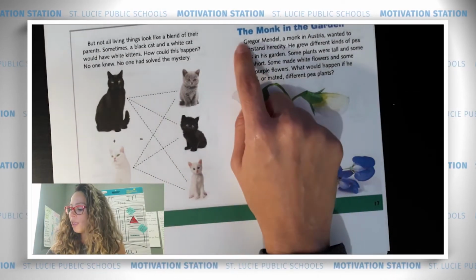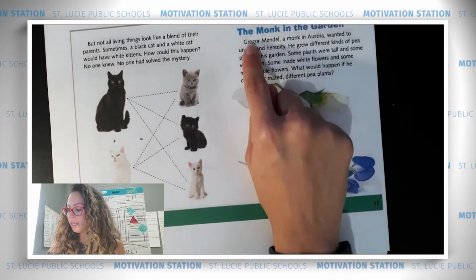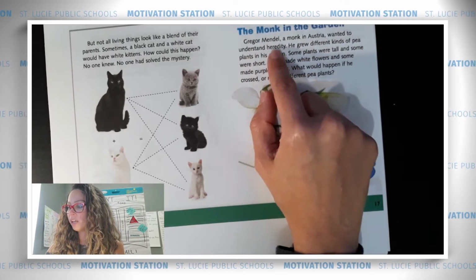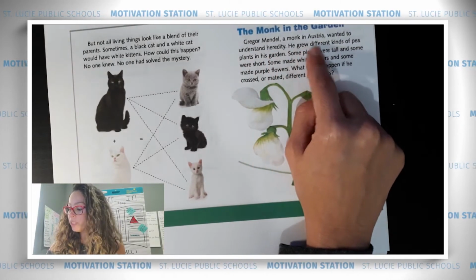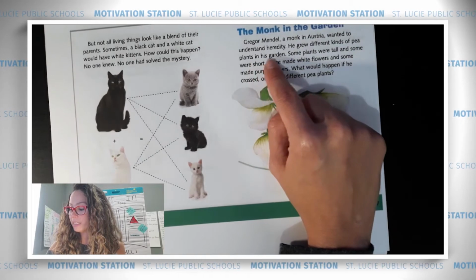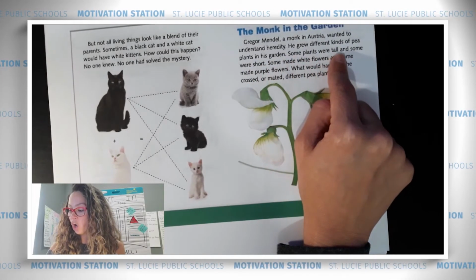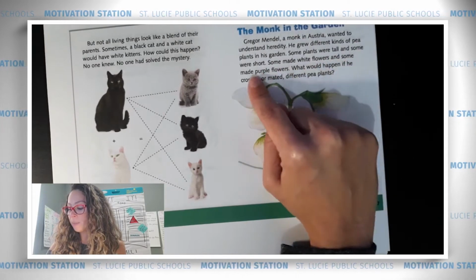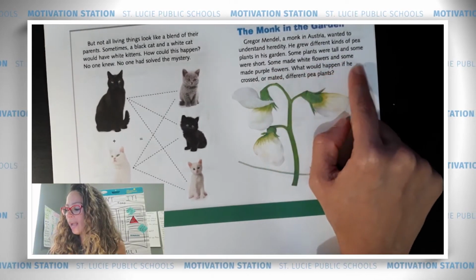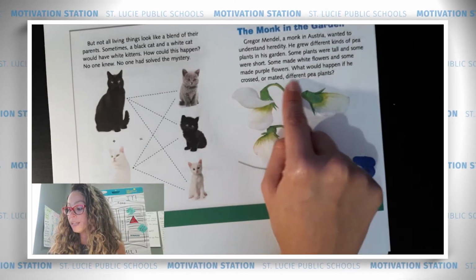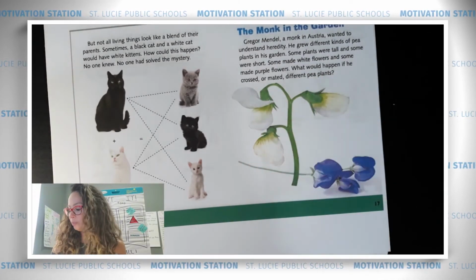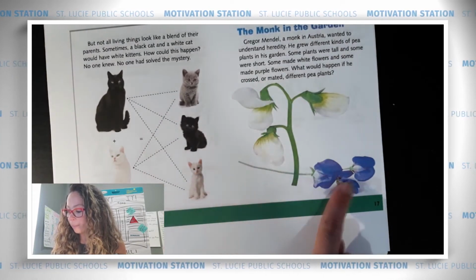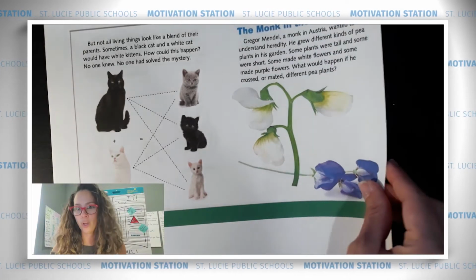Let's continue. The monk in the garden. Gregor Mendel, a monk in Austria, wanted to understand heredity. He grew different kinds of pea plants in his garden. Some plants were tall and some were short. Some made white flowers and some made purple flowers. What would happen if he crossed or mated different pea plants? This is cool. And I can see here a white flower and then a purple with a little bit of white. I want to know more. Let's continue.